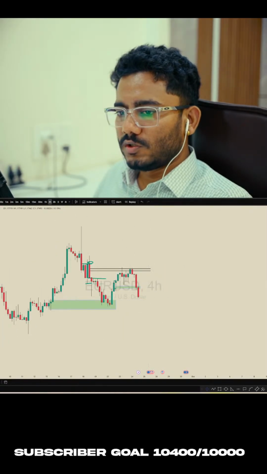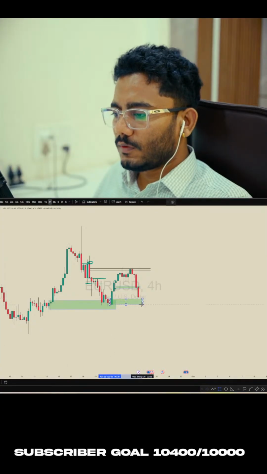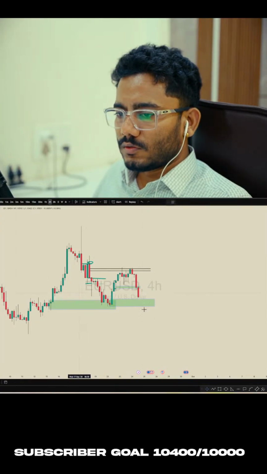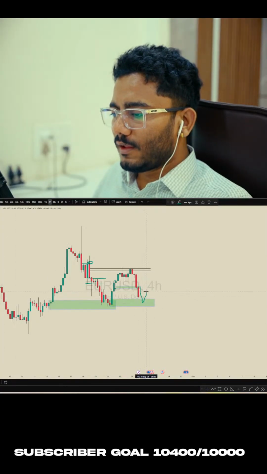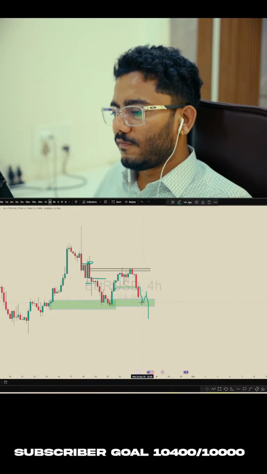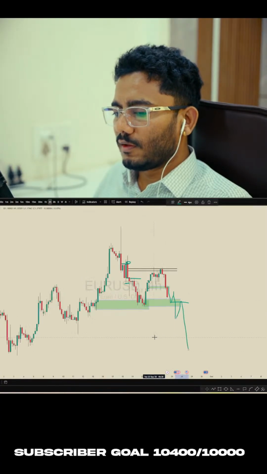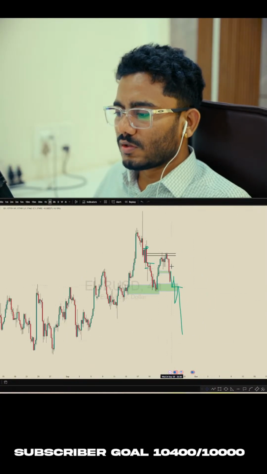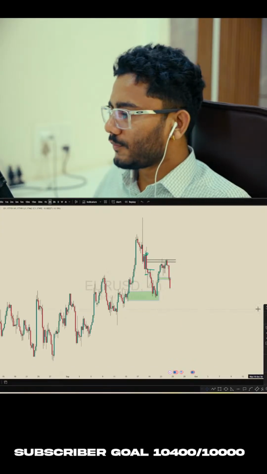So on EUR USD also there is this order block. Here we could see a buying reaction, then probably it will be an inducement faking this move and then tapping, and it will continue to the downside. So something like this will happen.